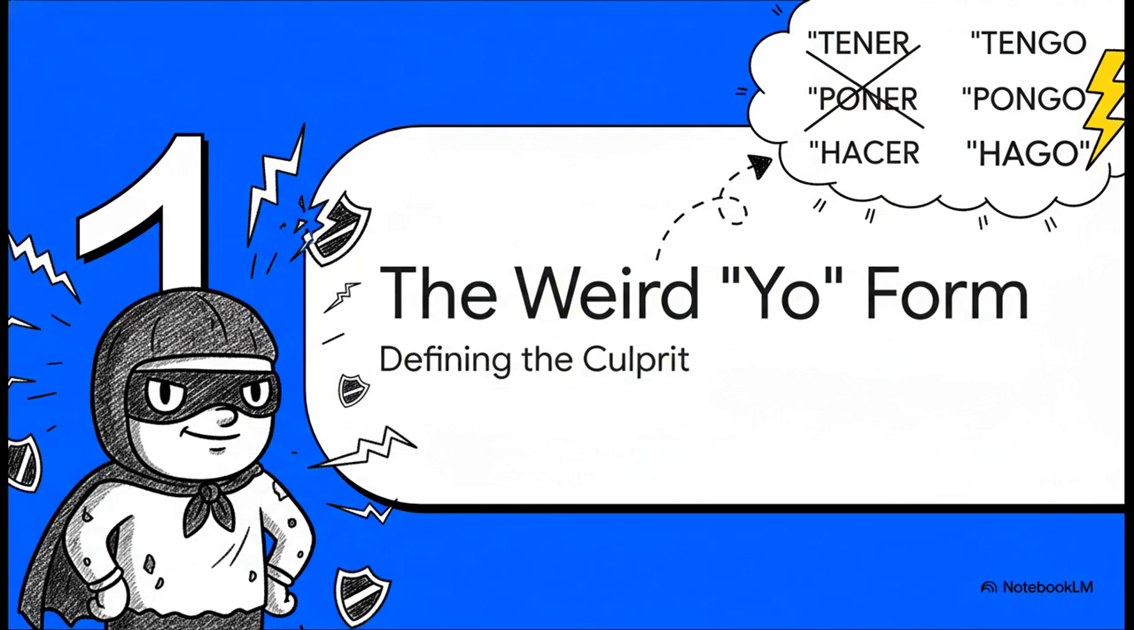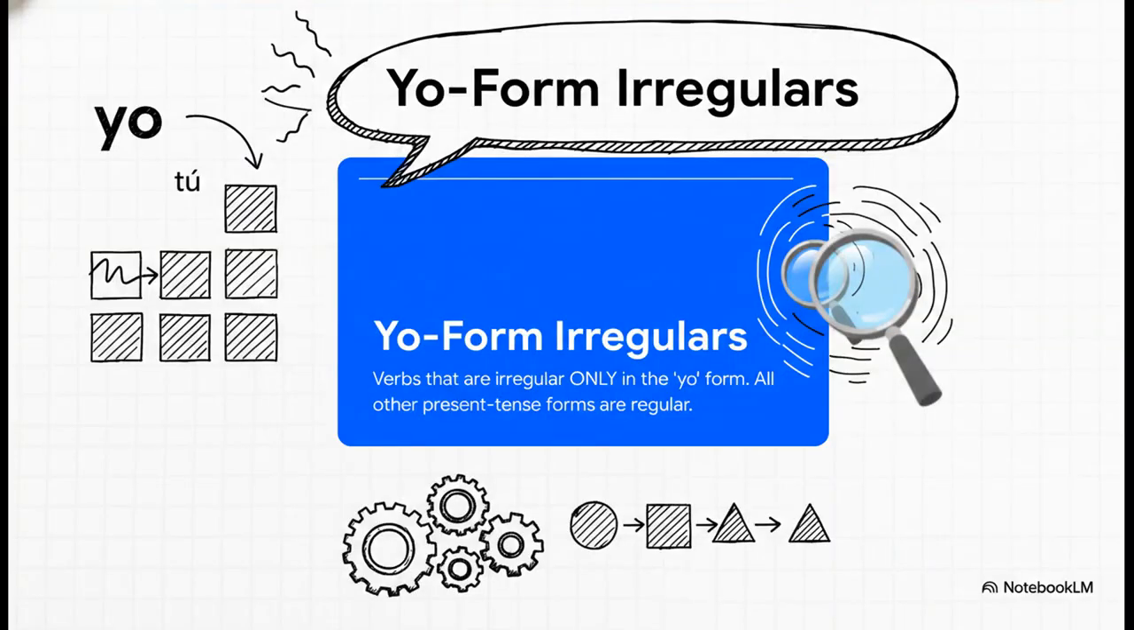So let's give our mystery a name. We need to define exactly what we're dealing with here because we're talking about a very specific type of verb that only breaks the rules in this one specific way. They're called yo-form irregulars. And hey, the name pretty much gives it away, right? They are only irregular in the yo form. And here's the good news. This isn't just some big, scary list of random exceptions. There are clear, predictable patterns that once you see them are going to make perfect sense.